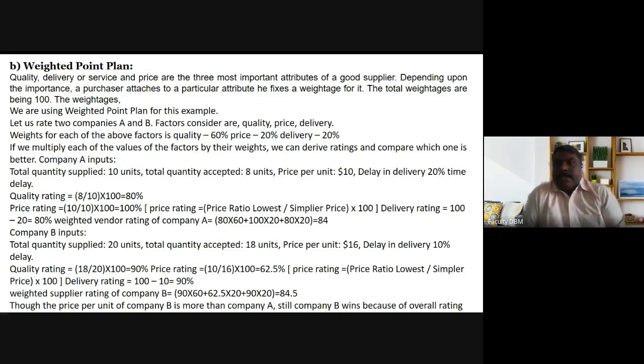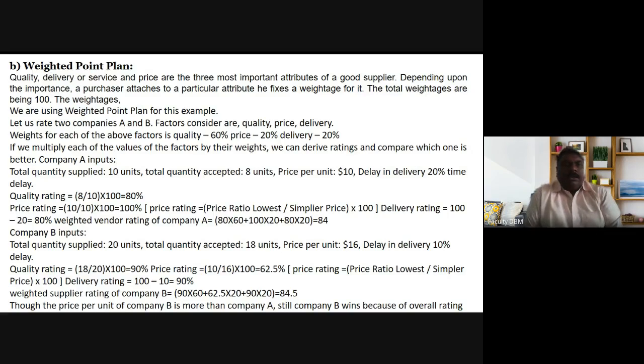Depending upon the importance a purchaser attaches to a particular attribute, he fixes a weightage for it. The total weightage is 100, and we are using the weighted point plan for this. So the weighted plan means they take it as a whole of 100 points. In the last class, yesterday's class, mostly it was quality 60, delivery 30, service 20 and pricing 10, like that. So he has constituted some points for this.